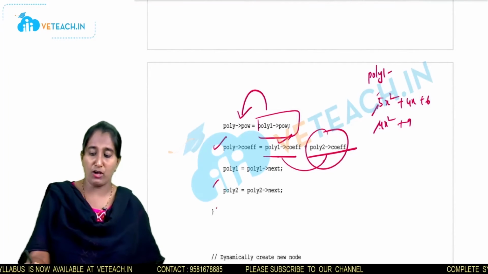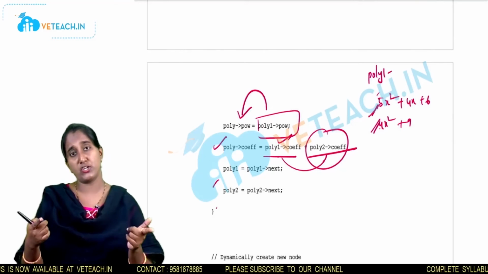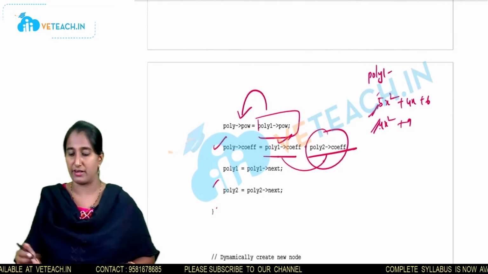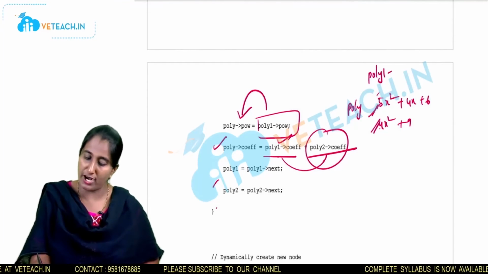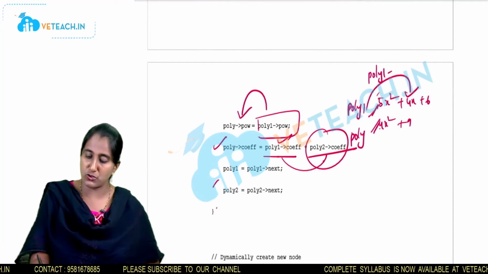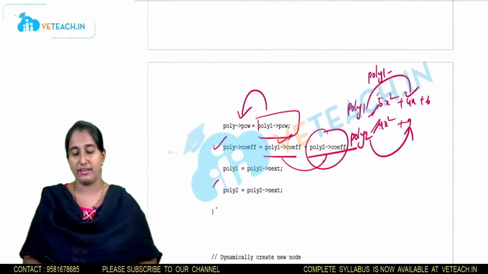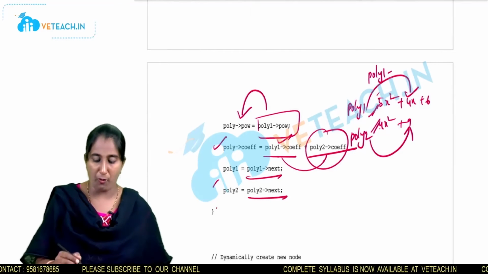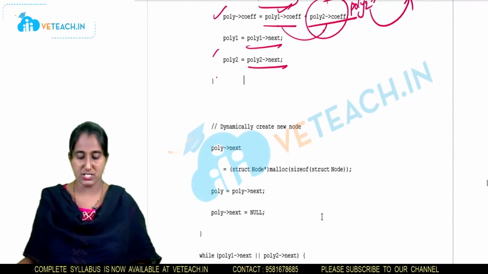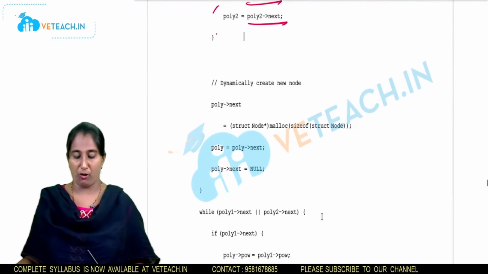Similarly, since both terms are considered, we have to move the two pointers to the next part. So poly 1 should point to the next term 4x and poly 2 should point to the next 9. We should move the two pointers to the next element. Okay, so this is how we add the two polynomials.